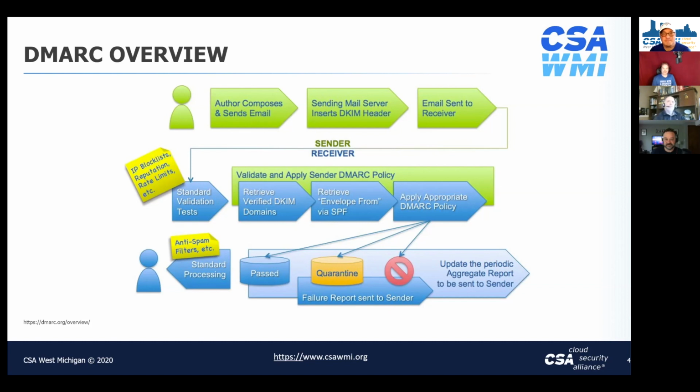So this slide gives you an overview. This is from the dmarc.org site and gives a high-level flow of how this works. They compose and send the email. Your mail server puts the DKIM header in there with your key and sends it out. Then when they receive it, the email system on the receiving end will take a look at what you have set up. DMARC is a combination of using both SPF, which we'll talk about later, as well as DKIM, which we will also cover shortly.